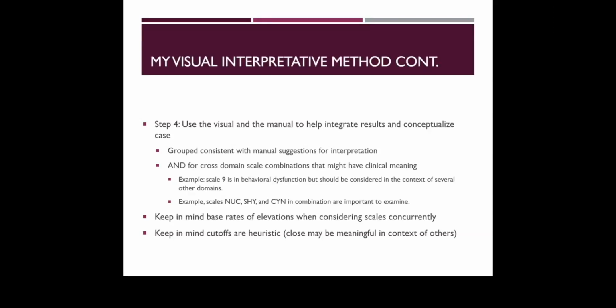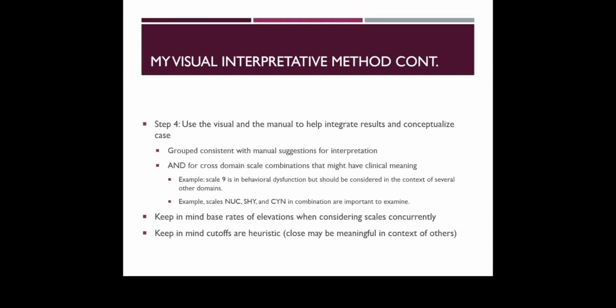So it gives you a little bit of cross-domain scale combinations that empirical data suggests do have different meanings. To some extent, these are the remaining remnants of the idea of code types, but it's really these scales in concert that have different meanings. Another example here is that the combination of NUC, SHY, and cynicism is important to examine because you would interpret it differently. But there aren't a lot of these cross-domain scale combinations, at least as of yet.